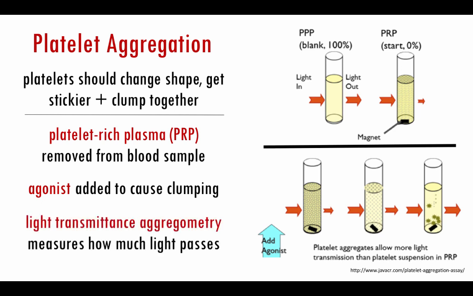The light transmittance aggregometry will measure how much light is now able to go through. So if all the platelets clump and fall to the bottom, then you should have something almost as able to let light through as the blank, the platelet poor plasma. So that's ideally kind of what we want.